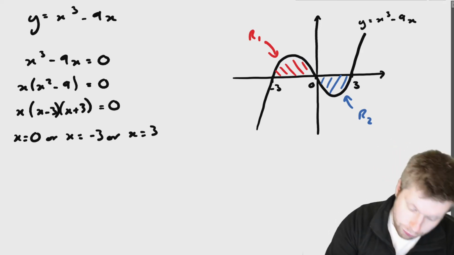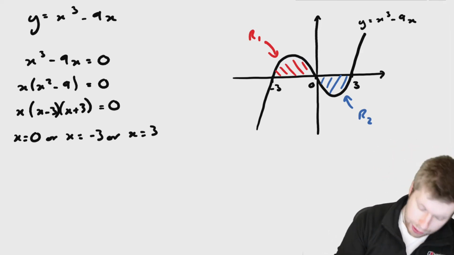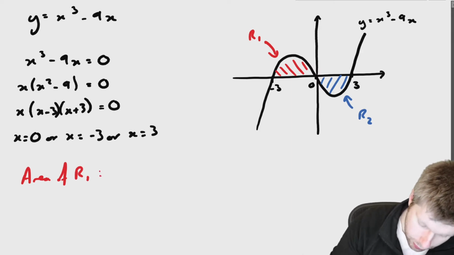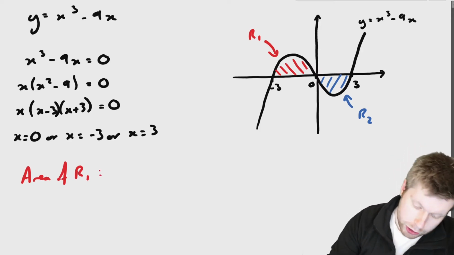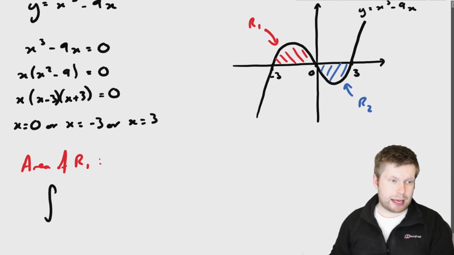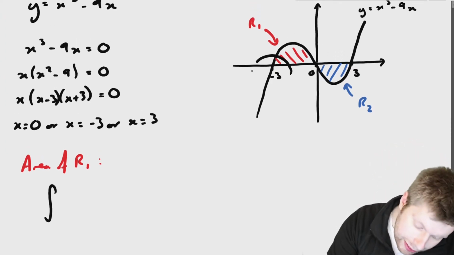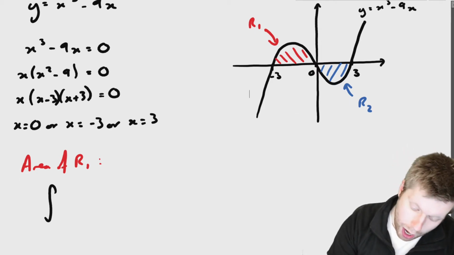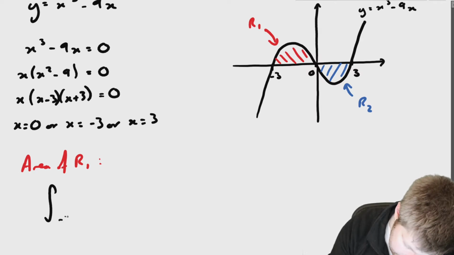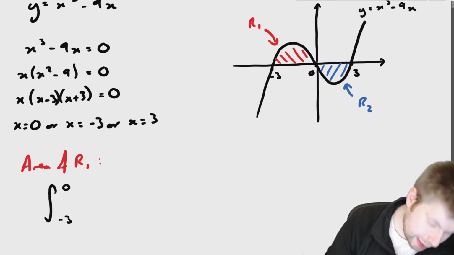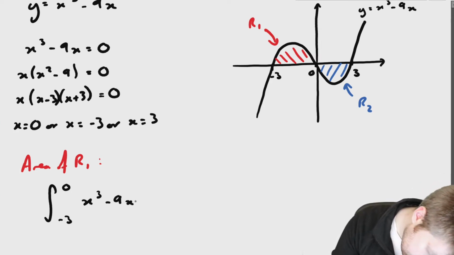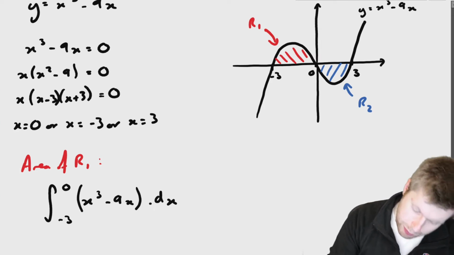So now I can actually find the area of each region. So let's first of all find the area of region 1. So I'm going to do that by integrating. Now I need to be careful about my limits here. My limits are always the leftmost bound as the lower bound, and the rightmost bound as the upper bound. So my lower bound in this case is negative 3, which is on the left. My upper bound in this case is 0, which is on the right. And I'm going to take my x cubed minus 9x, and I'm going to integrate this with respect to x.